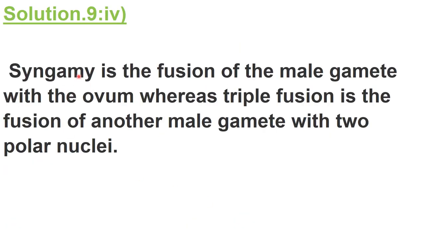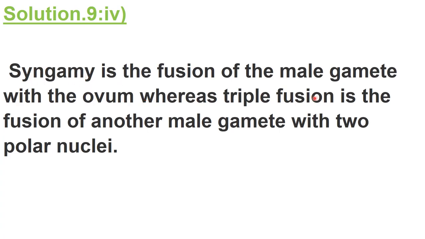Now the answer of question number 9 of NCERT, and this is the fourth part of question number 9. The question is, what is the difference between syngamy and triple fusion? So this is the difference. Syngamy is the fusion of male gamete with the ovum. You know about the double fertilization. Why are we calling it double fertilization? Because syngamy is occurring and also triple fusion is occurring. So syngamy is the fusion when the male gamete fuses with the ovum, means egg. One egg cell fuses with the male gamete, and that process is called syngamy.